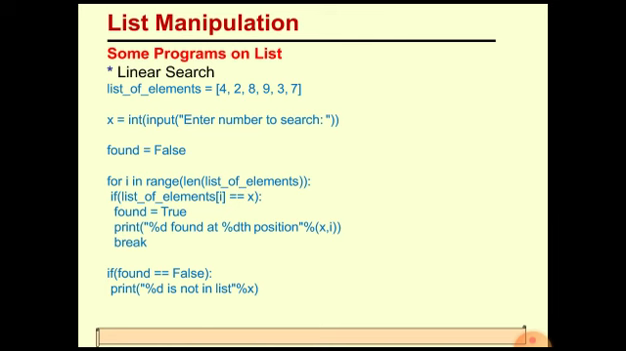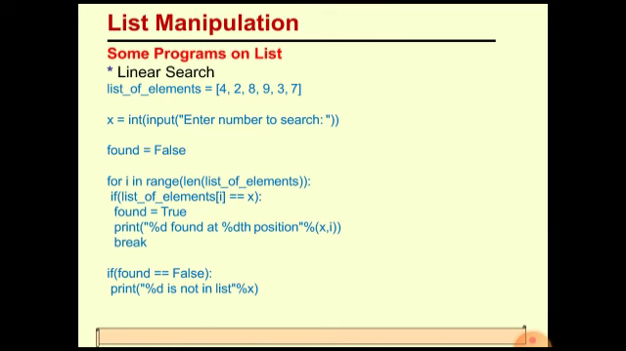Here we will print "%d found at %dth position". Here %d is the format specifier. Whatever value you want to print in place of a format specifier is specified by putting that value after the string using the percentage sign. You write the percentage sign after the double quotes, and then specify the variables you want to print in place of the format specifiers. In place of the first format specifier we have to print x, so we write x, comma i. In place of the second %d, the value of i will be printed.